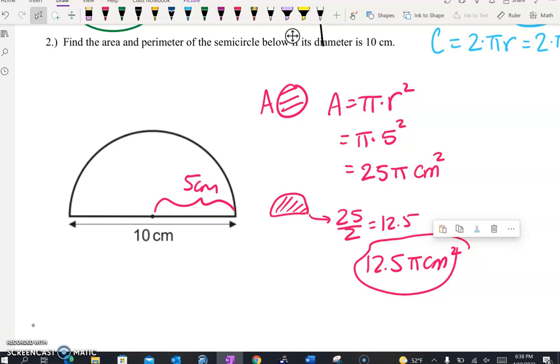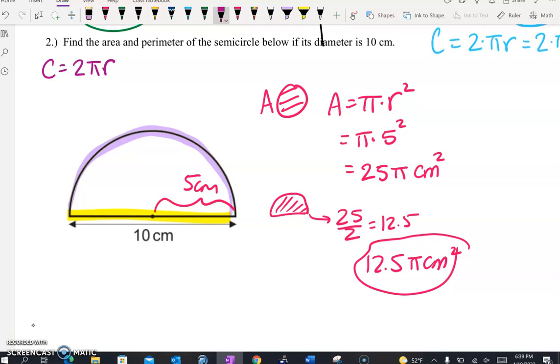Okay, and then if I want the perimeter all the way around, right? It looks like we've got 10 plus this amount. Remember, this is going to be half of your typical circumference. So your circumference is 2 times pi times your radius. Right, if I did that, it'd be 2 times pi times my radius of 5, so we get a 10 pi. If I want half, I'm going to do 10 pi cut in 2, which is going to be 5 pi.